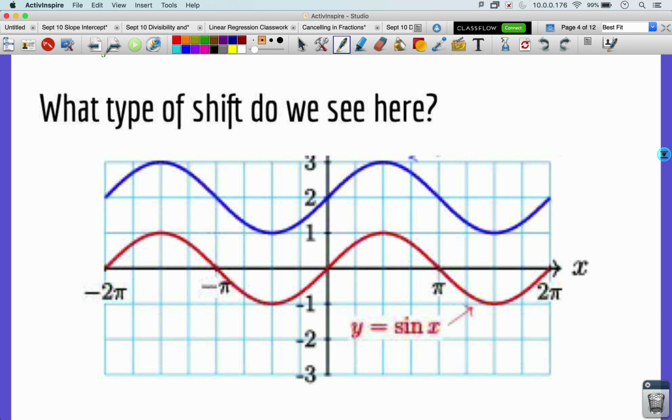All right, next question. What type of shift do we see here? In red, we have y equals sine of x. Well, this one has been shifted vertically. On the previous slide, we saw a horizontal shift. Now this is a vertical shift. Every single point has been moved 2 units up.